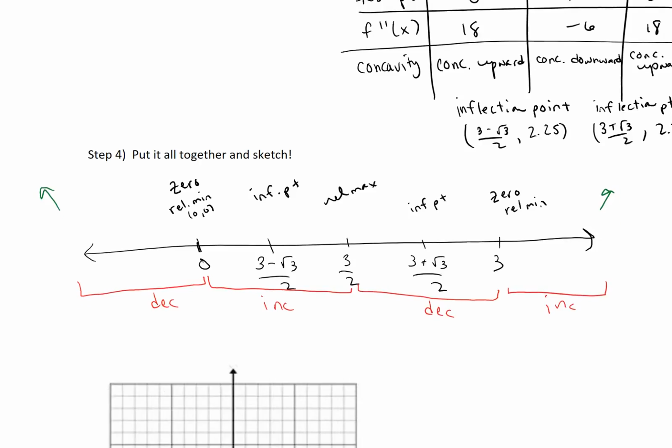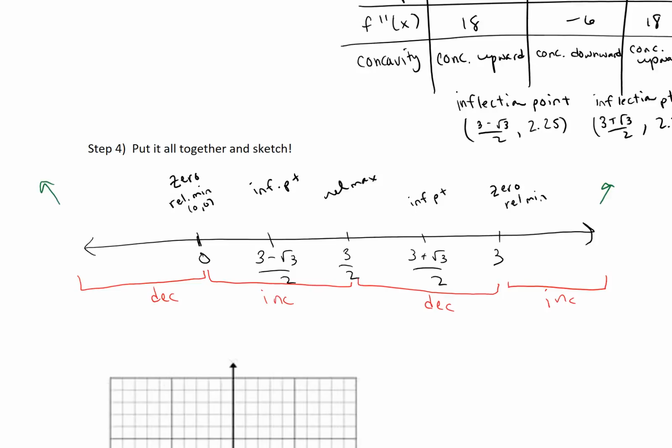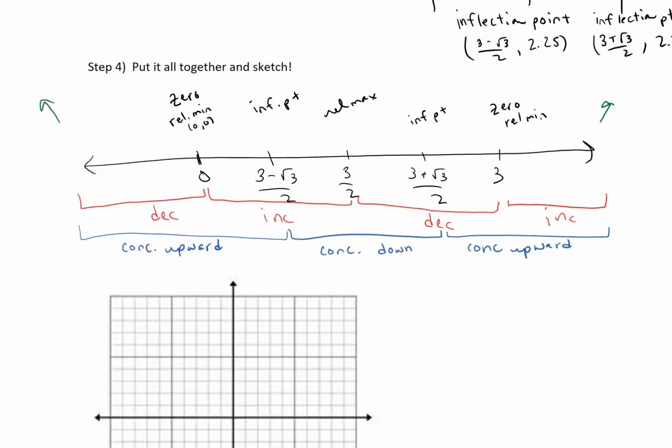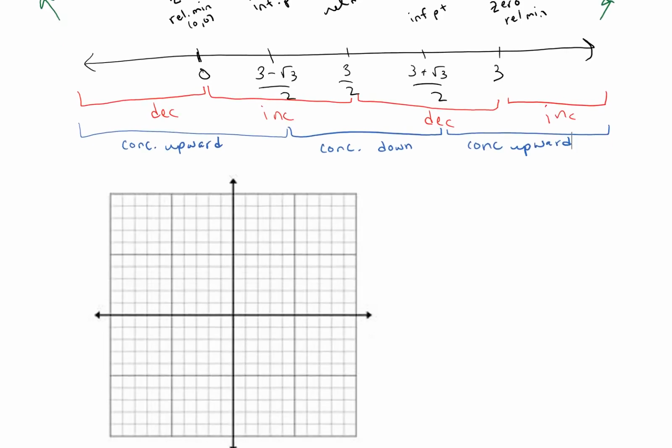And then when you go to kind of overlay that with the concavity that you just found, notice the concavity doesn't change at the same place. So this one's going to be concave upward. From here to here, we're going to be concave downward. And from here to here, we're going to be concave upward. Okay, so from there, I am going to put it all together.